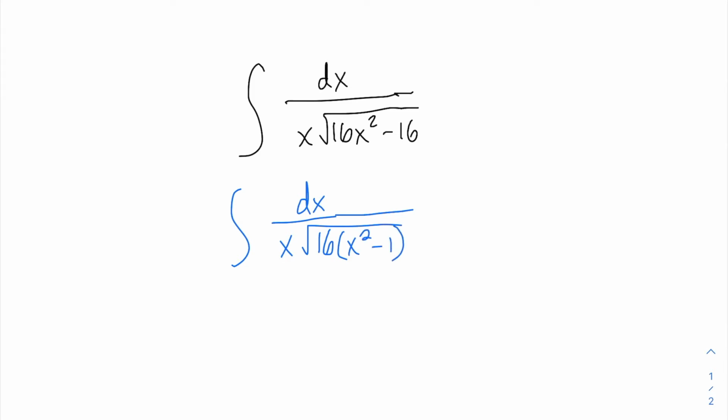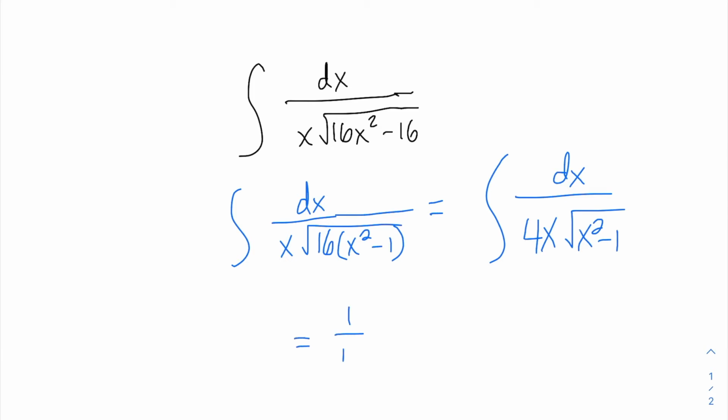And then we can pull it outside the root as a 4. So we'd have dx over 4x times root x squared minus 1. And then to simplify things even further, we can put it out front of our integral entirely, and we're left with something that's going to look like this.